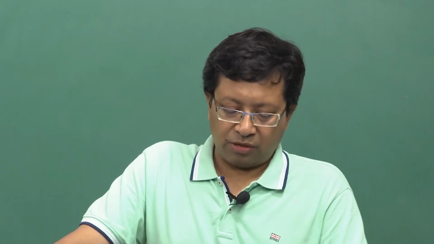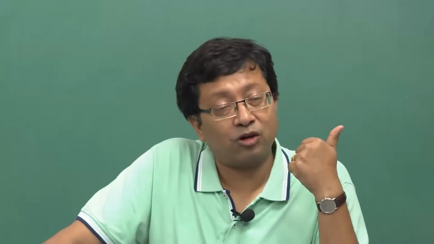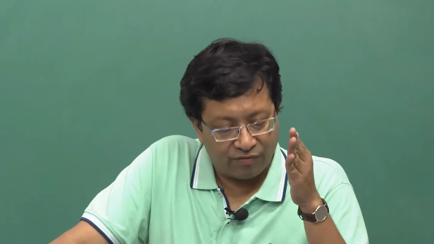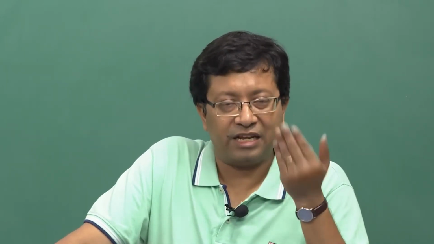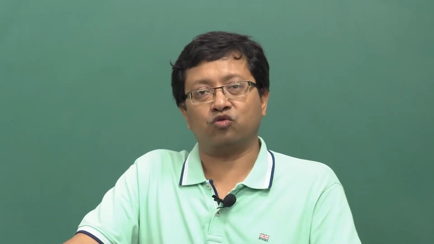Now, defining 3 by square root of n as A, you will basically have the upper control limit and the lower control limit given as mu plus A sigma and mu minus A sigma. Now, if you go back to the initial part where we considered the tables where the n values or the sample sizes were given, based on that we decided on A, D, B. So, this would now make sense why we are considering those values accordingly.